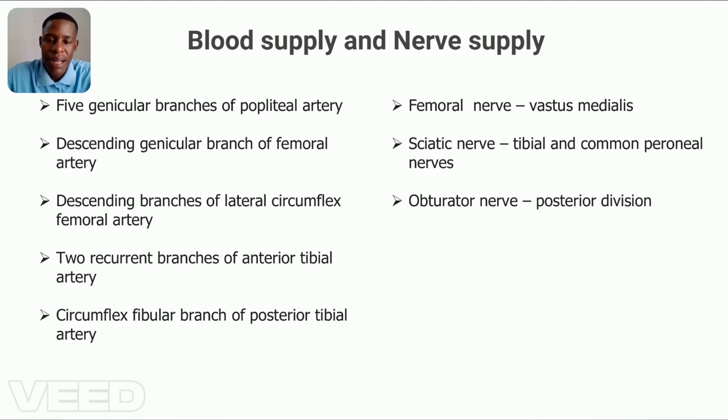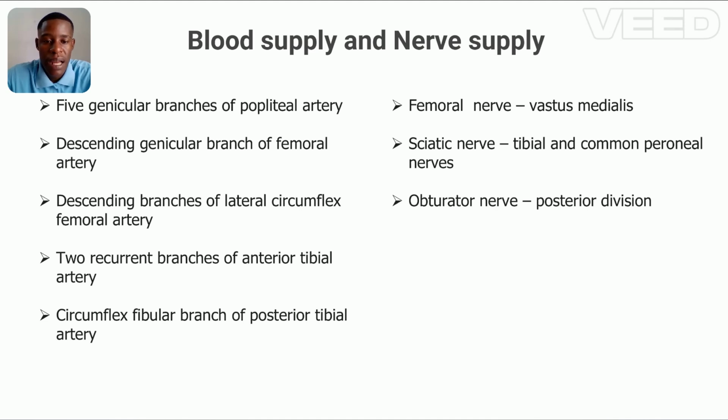For the blood supply, we've got the five genicular branches of the popliteal artery, the descending genicular branch of the femoral artery, the descending branch of the lateral circumflex femoral artery, two recurrent branches of the anterior tibial artery, and the circumflex fibular branch of the posterior tibial artery. These are the blood supply that supply the knee joint.